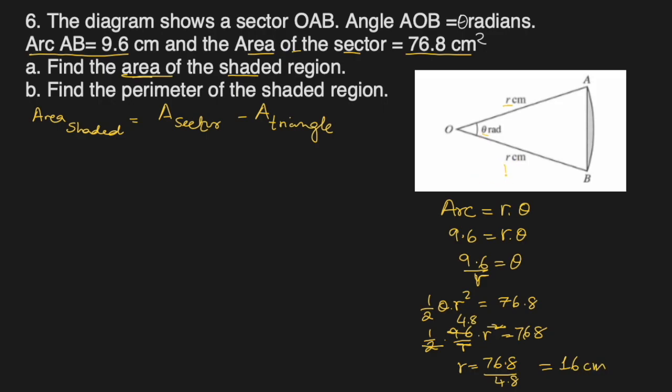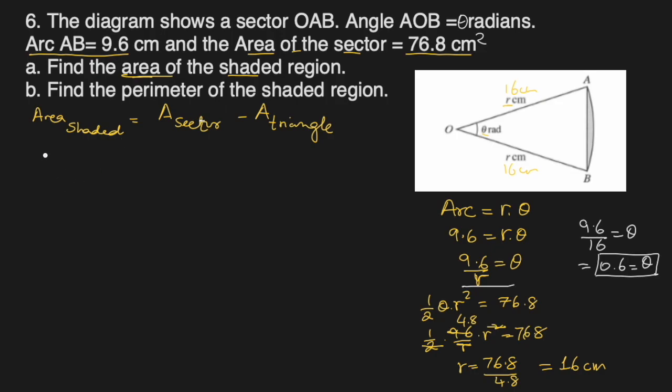So we got our radius, 16 centimeters on both sides. Now we have to find theta, and we know this is the formula for theta. 9.6 divided by 16 is theta, which will be 0.6. Theta is 0.6.